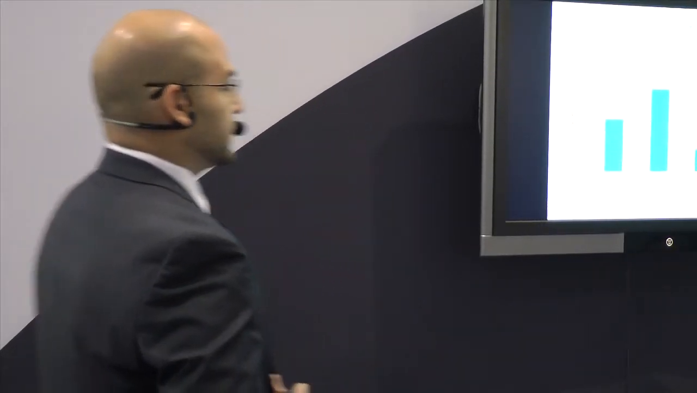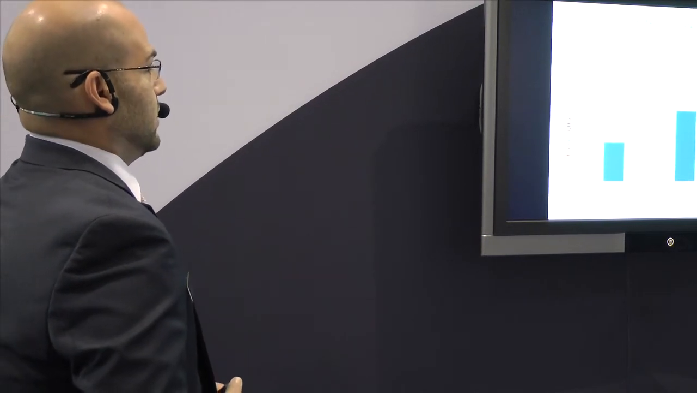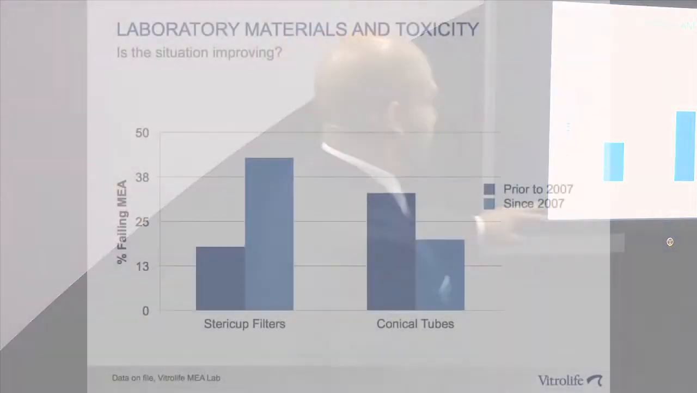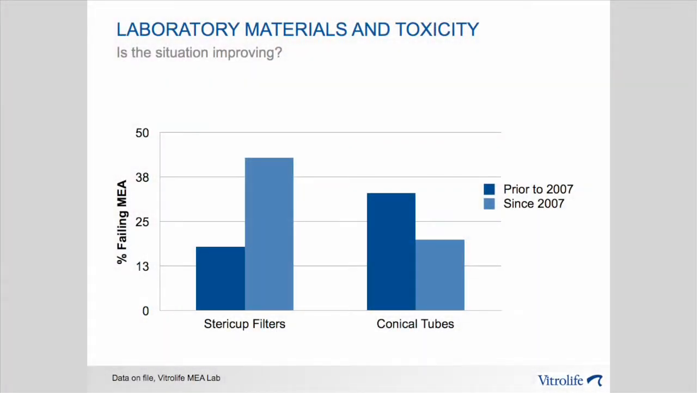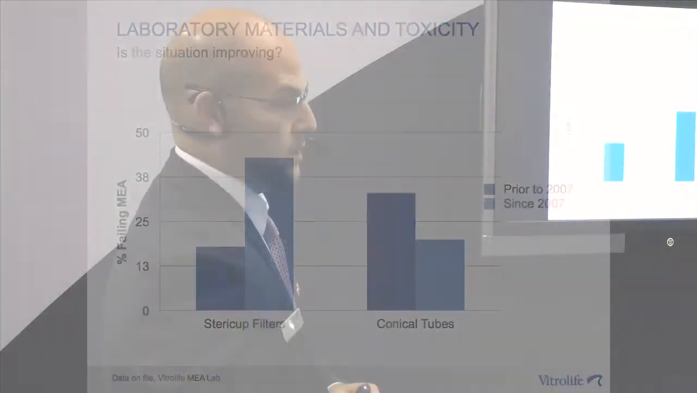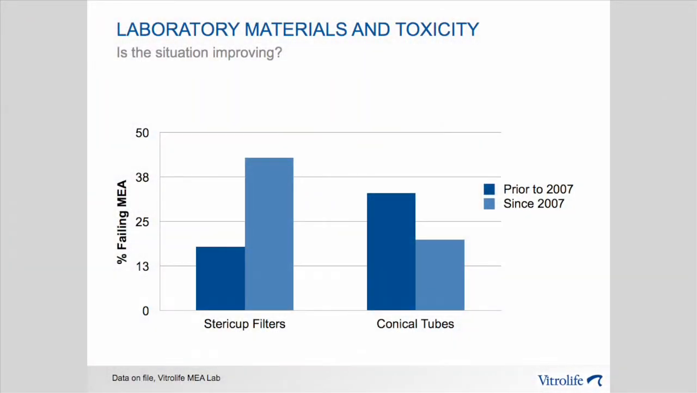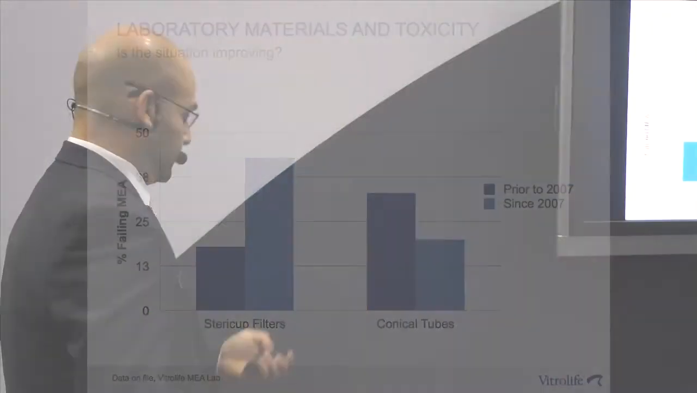So this is an indication that there still is material available that's toxic to mouse embryos. We wanted to look and see if the situation was actually improving. So looking at the data for the SteriCup filters used in the formulation of small batches of media in the laboratory, historically, prior to 2007, we saw a lower failing rate than we do in the present time, 2007 on. With conical tubes, it's the opposite effect. We see a reduction. So we can't really say that all plastics are getting better or worse, but there are changes within the industry over time.